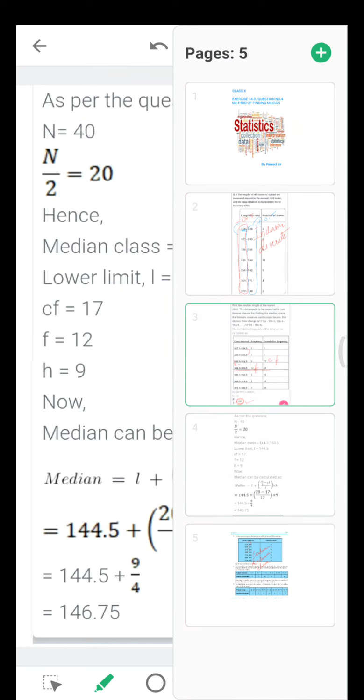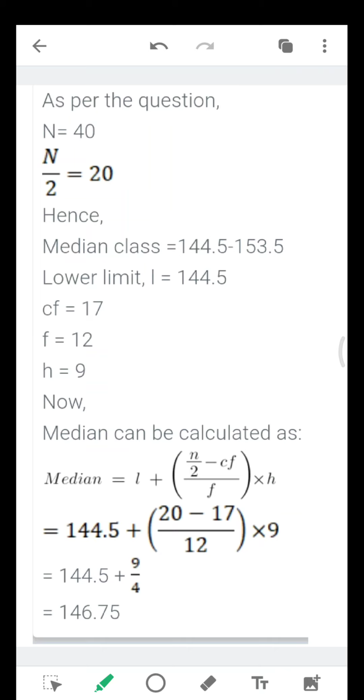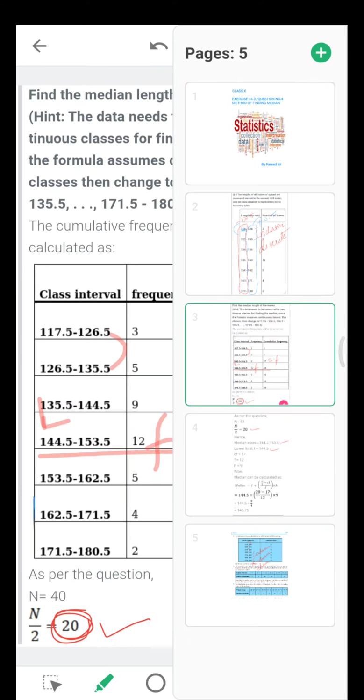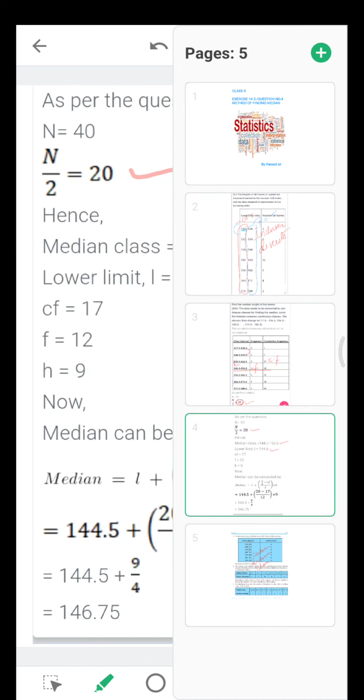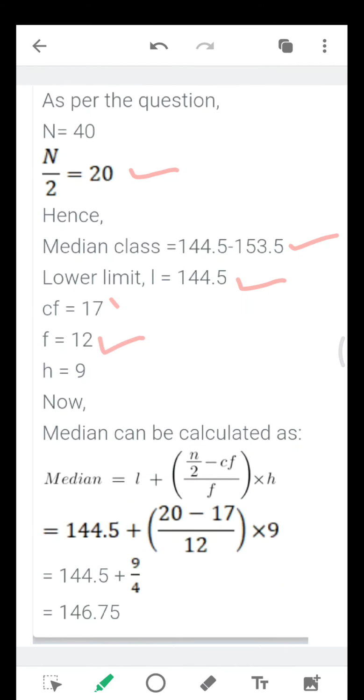Let's go to the simplification part now. Here you can see all the values: n by 2, then the median class, then the lower limit is 144.5. What was our cumulative frequency here? It's 17 and f is 12. f is 12 and Cf is 17. h is 9. Now we can substitute all the values in the formula.